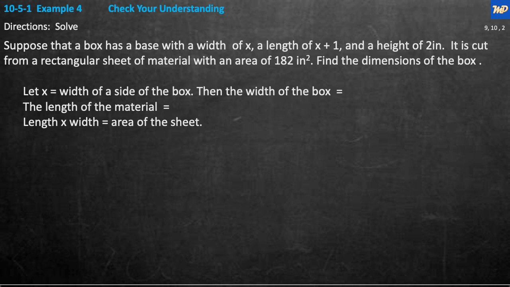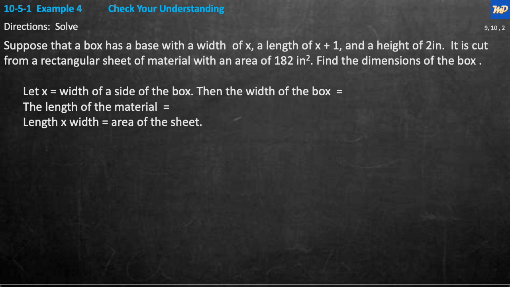Okay, so now you've had the time to try it. Let's see what we can come up with. I'll read it off. It says, suppose that a box has a base with a width of x and a length of x plus 1 and a height of 2 inches, and it is cut from a rectangular sheet of material with an area of 162 inches squared. Find the dimensions of the box.